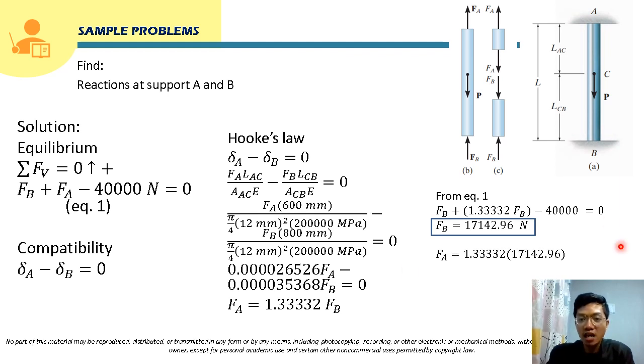Now, for the reaction at A, we can use this and substitute that FB here to solve for FA. So solving for FA, this will just be 1.33332 times 17,142.96. So the answer for this, if we input that in our calculator, will be 22,857.04 Newton, or it can also be 22.857 kilonewton. Okay, so these will now be the answers for this problem.